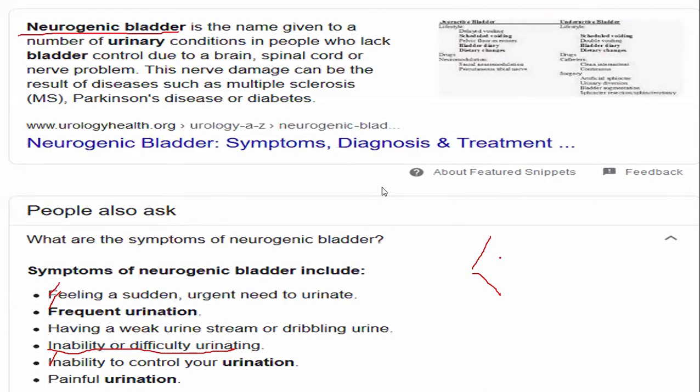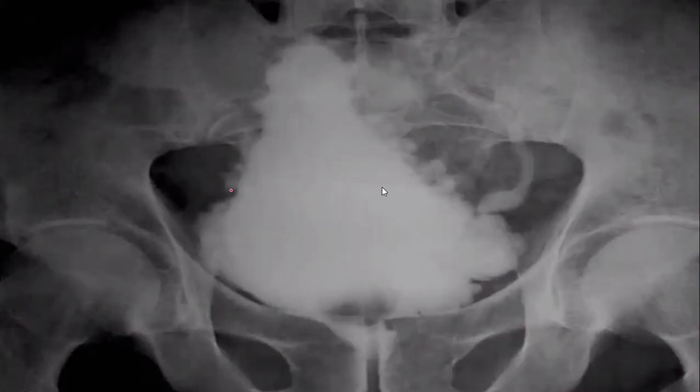And how does it develop? Hello? Can you hear me? Yes, Doc. Okay, so how does it develop? How did it develop, this one, the Christmas tree urinary bladder?